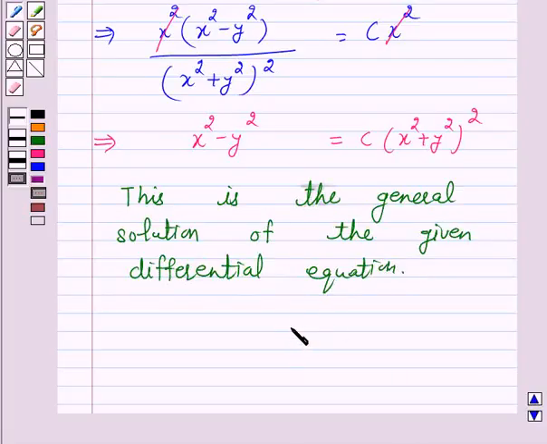Hence, we have proved that x square minus y square is equal to c into (x square plus y square) whole square is the general solution of the given differential equation.